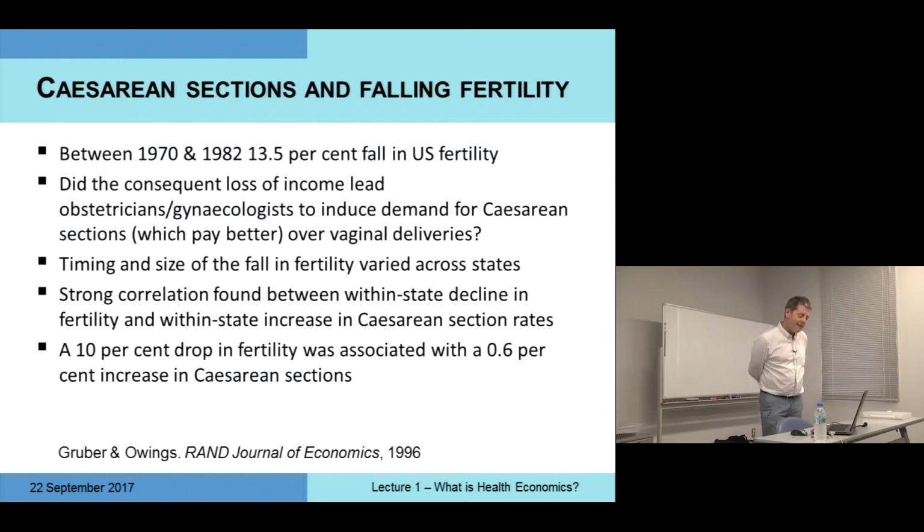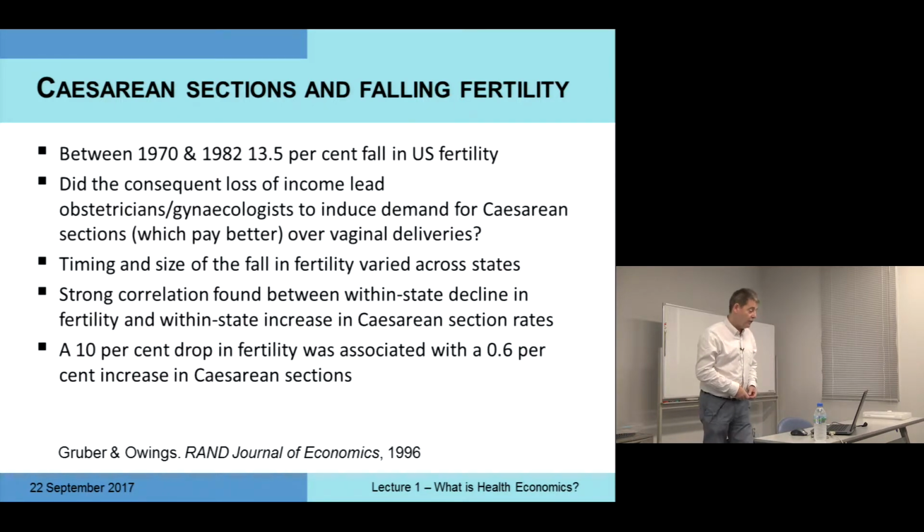Now, they were able to examine this because the timing and the extent of the fall in fertility in the United States varied across states. In some states, fertility started falling earlier than other states. Some states it fell a long way, some states it fell less far. And so given this variability across 50 states over time, they could then try and associate that with what was happening to C-sections as a proportion of deliveries.